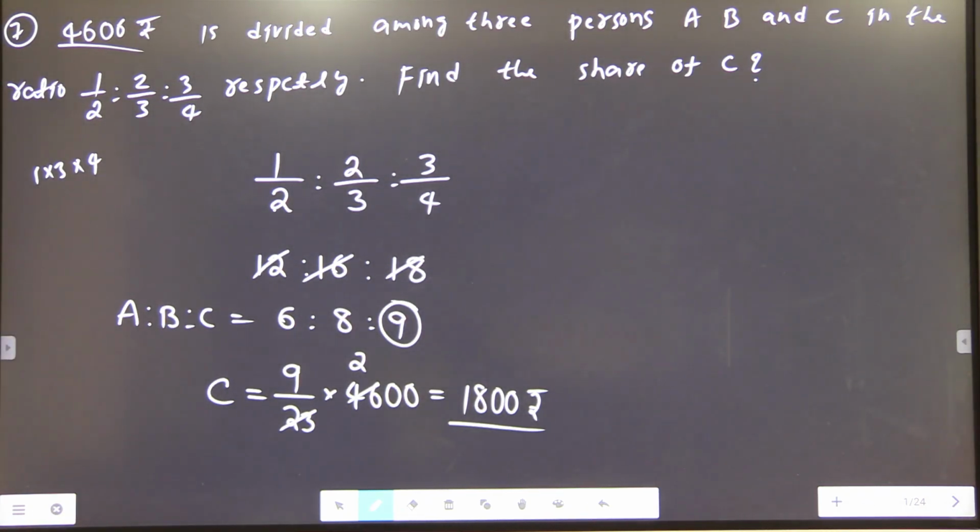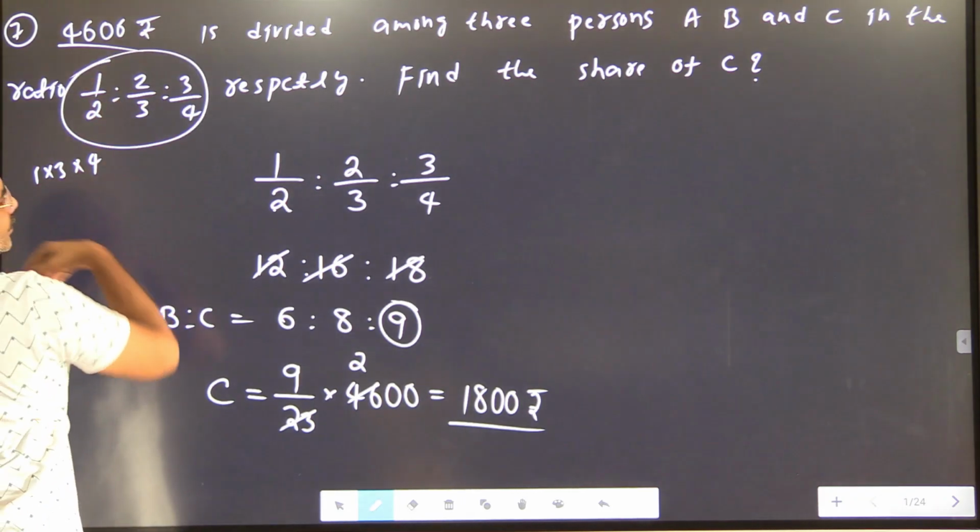So 4,600 rupees is divided among 3 persons A, B and C in the ratio 1 by 2 is to 2 by 3 is to 3 by 4 respectively. Find the share of C. So first you have to convert this into general fraction.